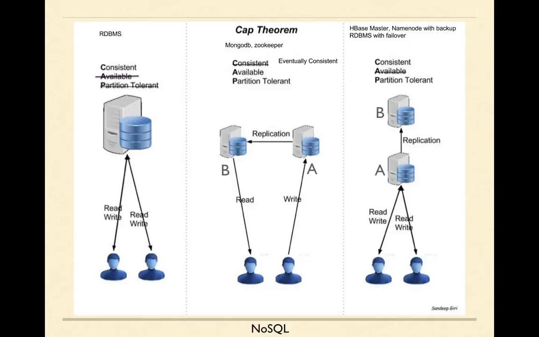MongoDB and Zookeeper fall into this kind of model. The third one, the one you see in the third one, is the case of, did we study any such system so far? Yes. In this, you have A and B. B is kind of a cold backup, which is ready to serve, but all the service is being done by A.